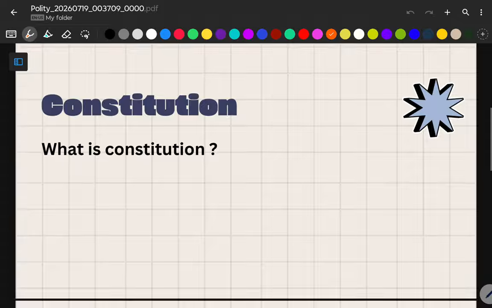So first of all, what is constitution? Constitution is like a rule book. For example, in school they give us diaries. Our school diaries consist of certain rules. That is the meaning of constitution. See, even a small place like school has a rule book, then imagine the rule book of a country. That is called the constitution.